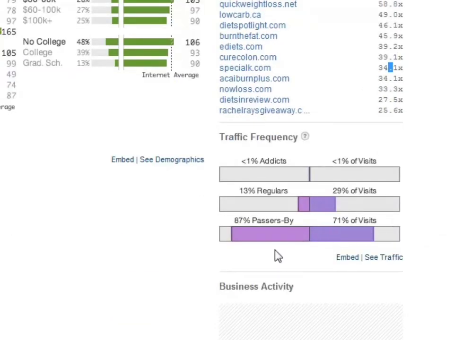The next thing I like to look at is traffic frequencies. So less than 1% are addicts. 13% are regulars. 29% of all the visits are regulars, and then the rest are passersby. This is because this is a huge affiliate program, so they're driving enormous amounts of traffic to the site. But 13%, 29%, these are telling me that 29% of all of their visits are regular. This means that they go back to the site more than once.